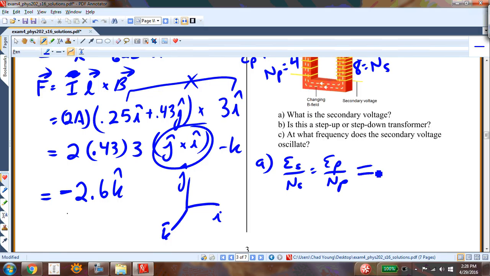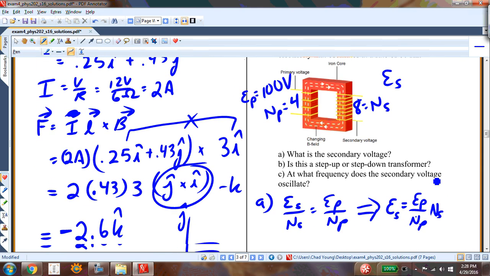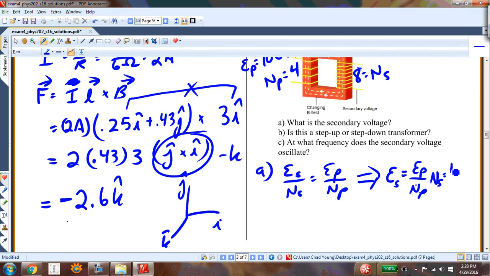So ES, the secondary voltage, is equal to 8 over 4 times 100. So it's 200 volts. Had some other questions.